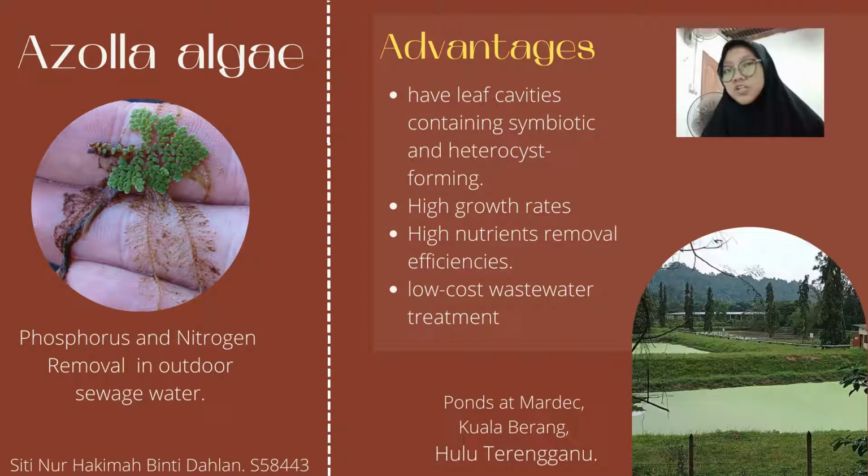The first method is biological. In this method, we use Azolla, which is a free-floating water plant. It is assessed for phosphorus and nitrogen removal in outdoor sewage water. There are a lot of advantages to using this method. For example, it has leaf cavities containing symbionts and heterocyst forming. For your information, heterocysts are specialized nitrogen fixing cells. Because of its capability of nitrogen fixing, it is also used as green manure in rice fields.